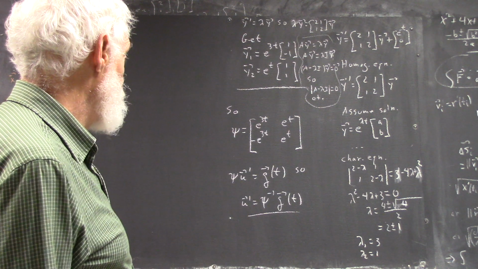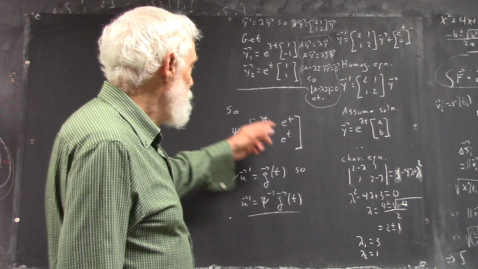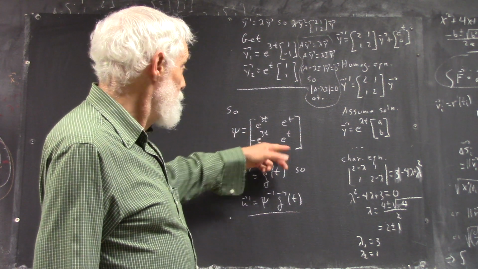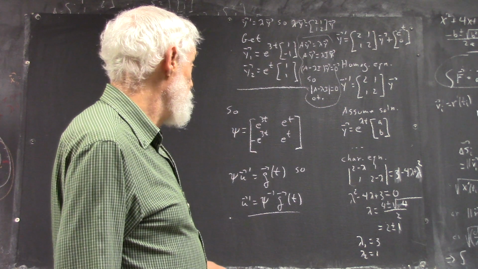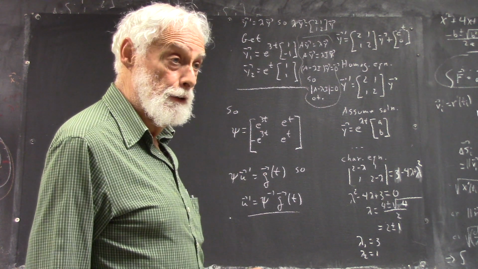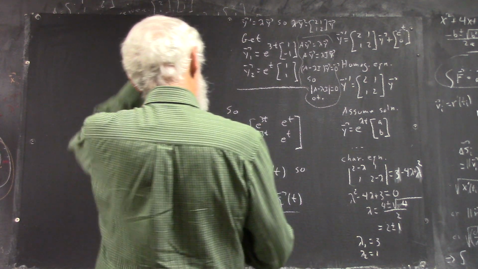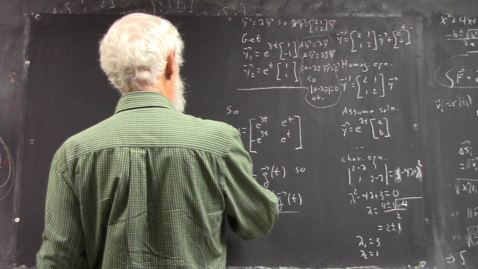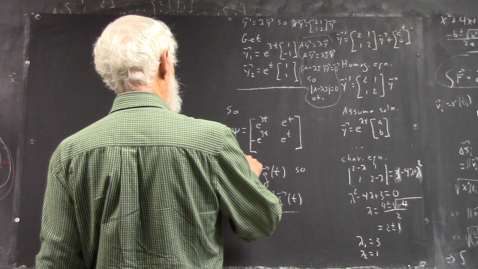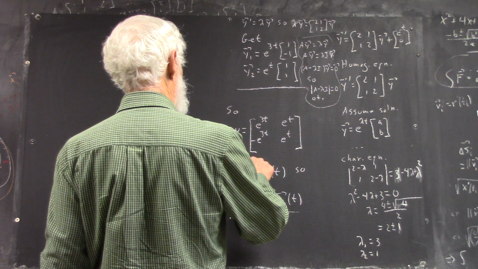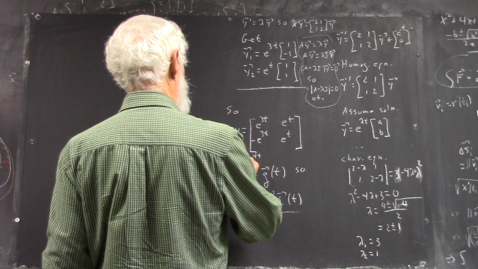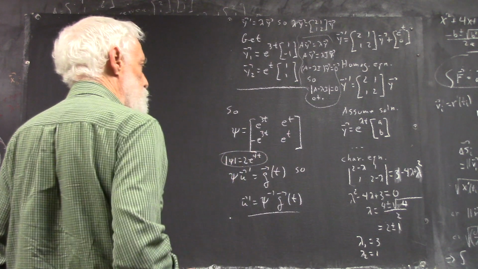And what's psi inverse? Well, the determinant of this thing is 2e to the 4t. Okay? So I'll write the determinant of psi. I don't remember how to find the inverse of a 2 by 2. The determinant is 2e to the 4t.